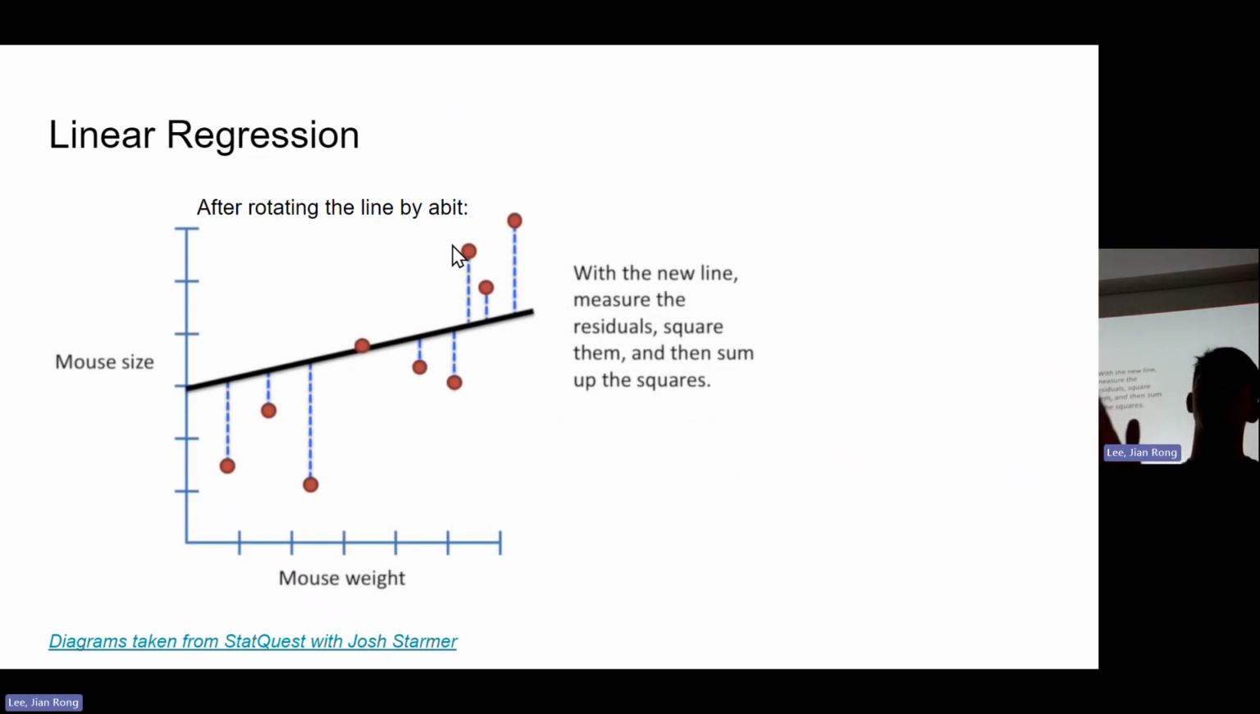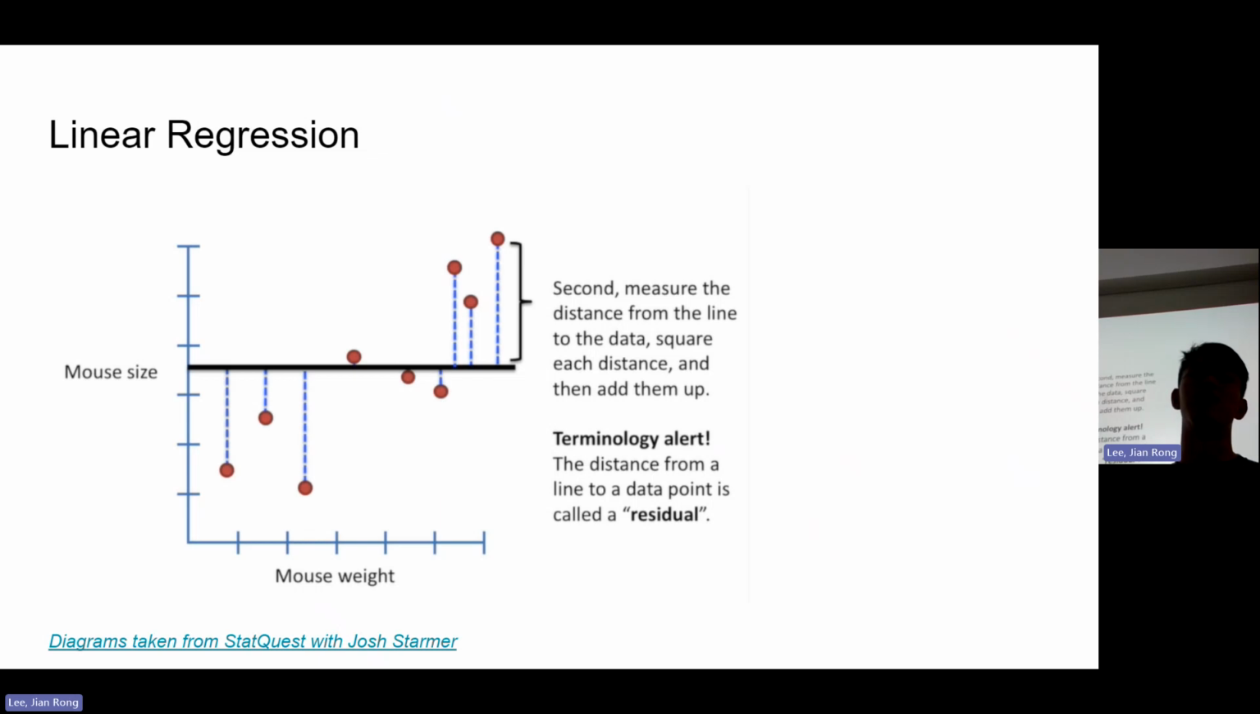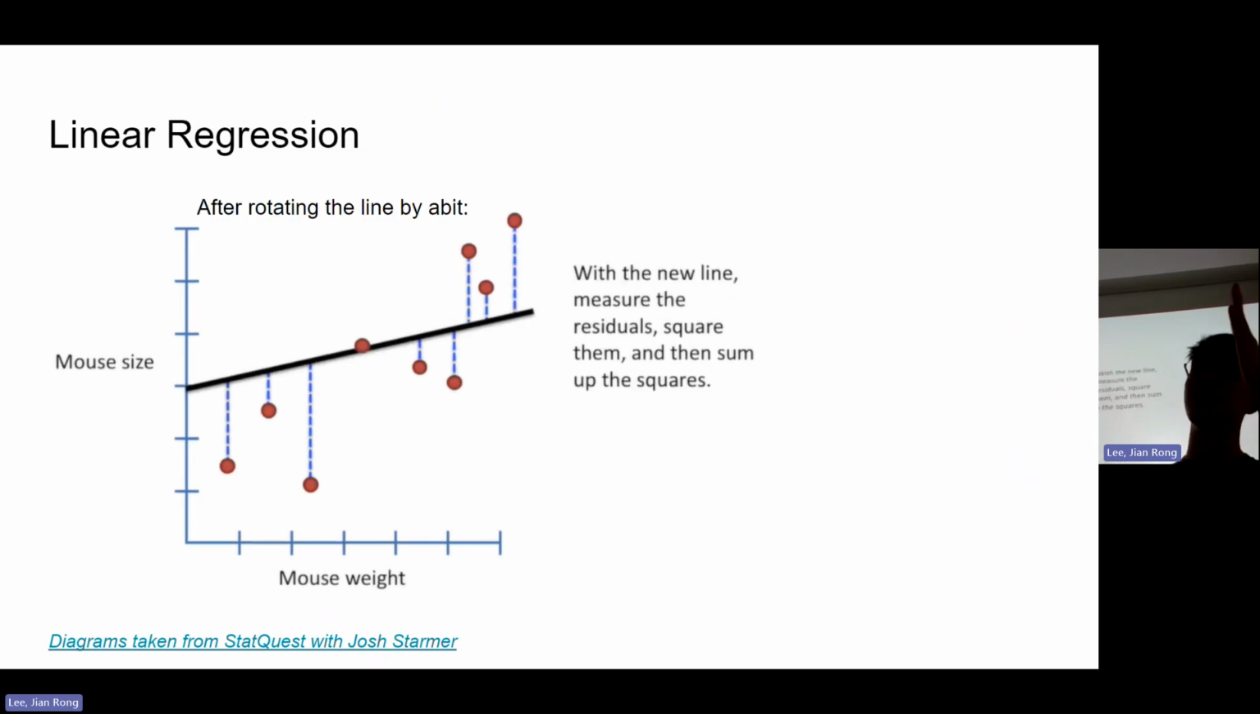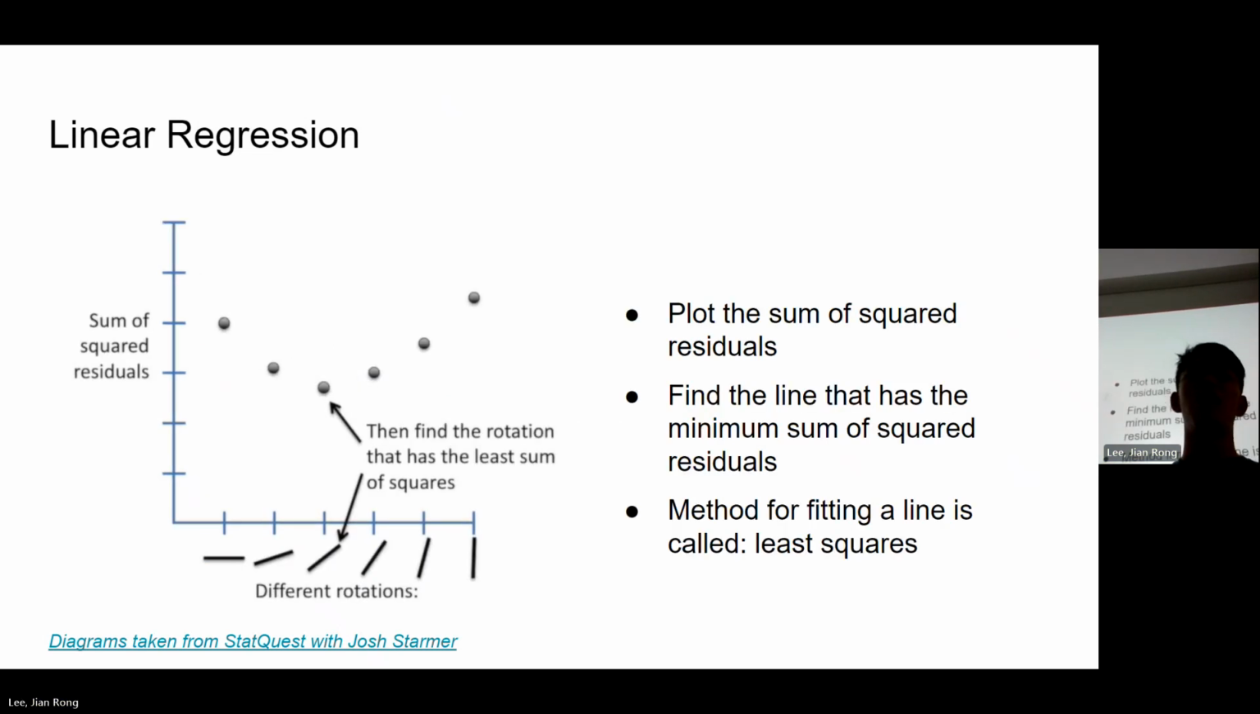After that, we rotate the line by a bit, and then using the new line, we measure the residuals again. Okay. And we just keep repeating this process. We keep rotating the line, and we keep summing up the squared residuals. So you can see just now I had this original line. I rotated it a bit, calculated the distance from the points, rotated a bit again, and did the same calculation. Eventually I'll be able to plot this graph where I have the sum of squared residuals, and the evolution of the line as I rotated it.